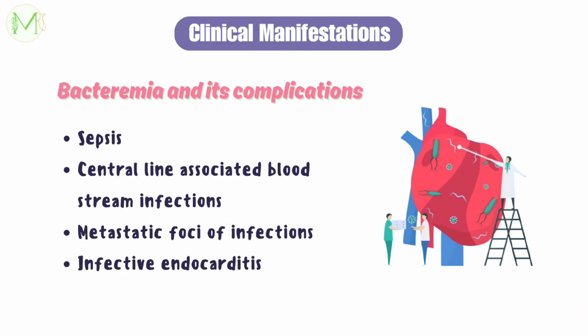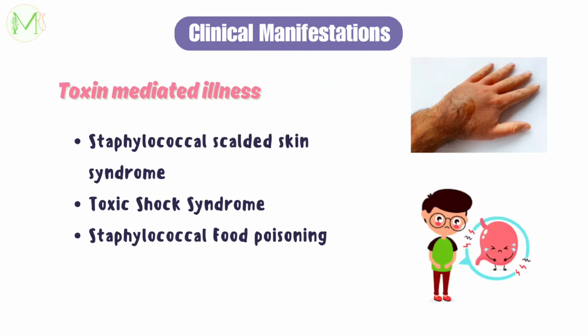Bacteremia is due to the presence of the bacteria in the blood. And what can happen because of that? Sepsis, central line associated bloodstream infections, metastatic foci of infection, and infective endocarditis. The toxin-mediated illnesses caused by Staphylococcus aureus are staphylococcal scalded skin syndrome, toxic shock syndrome, and staphylococcal food poisoning.